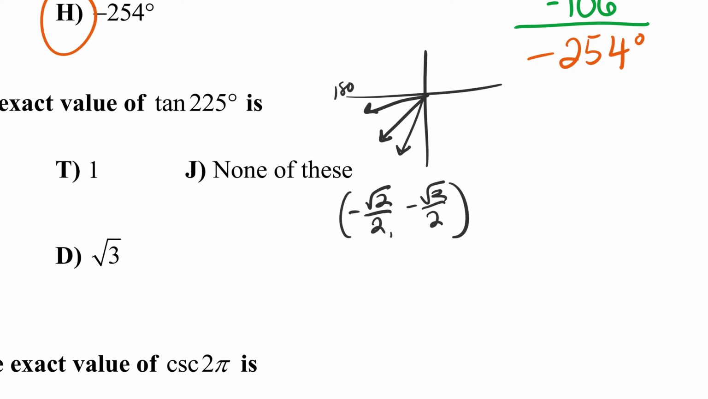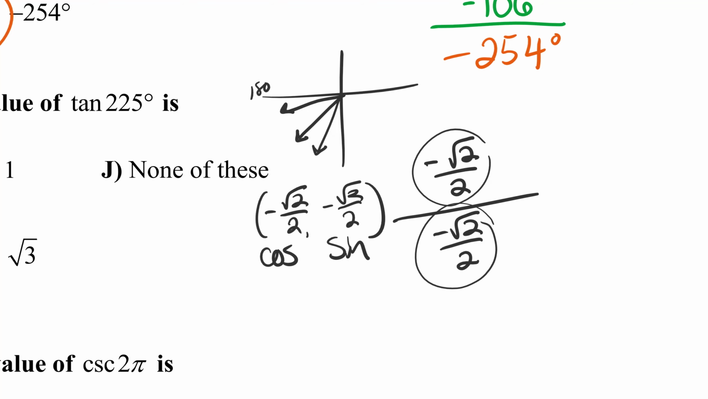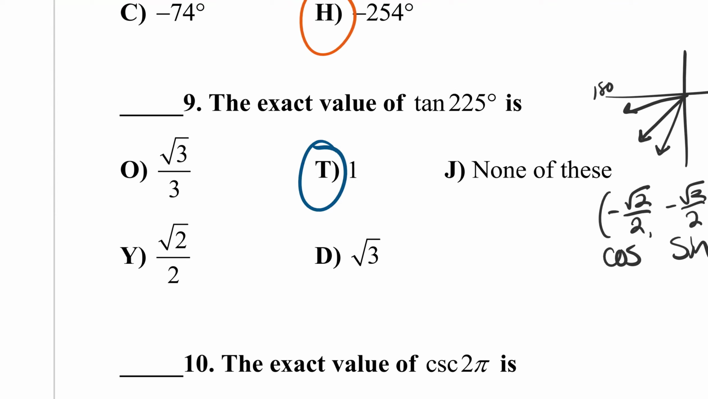So tangent is sine over cosine, right? So I would have sine over cosine, and because I have something divided by itself and they're both negative, it'd be positive 1. Okay, and I know I made that look so easy.